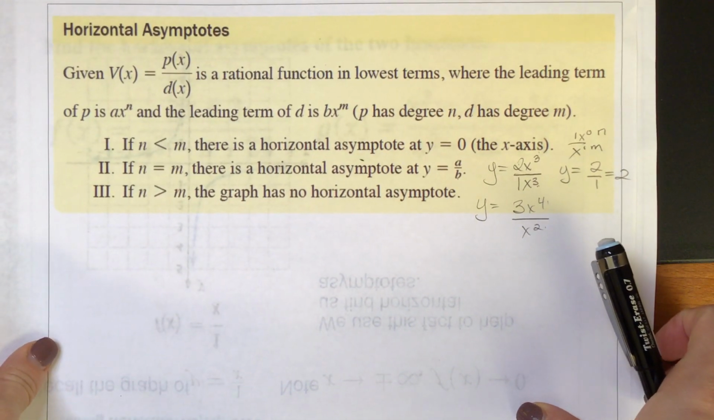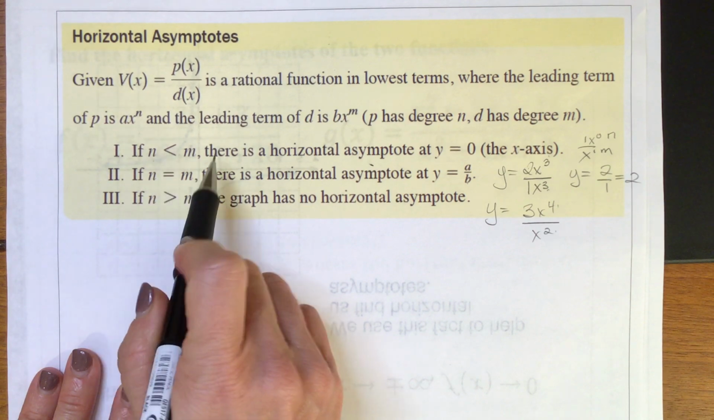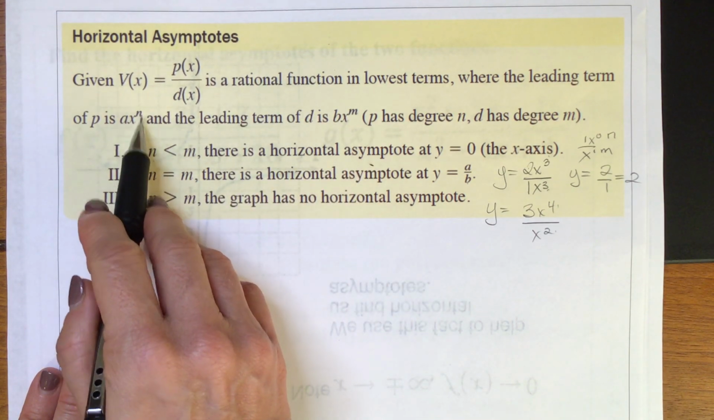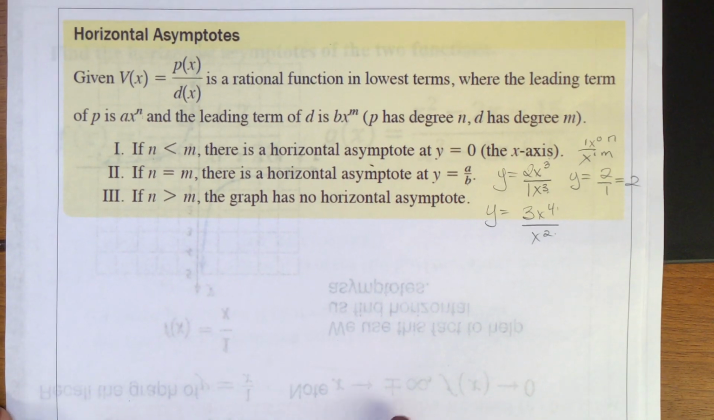All right. So pause if you need to make sure you get all these down. Understanding that n and m are the exponents and a and b are the coefficients, and then these three rules are really important. So maybe pause and get that down.